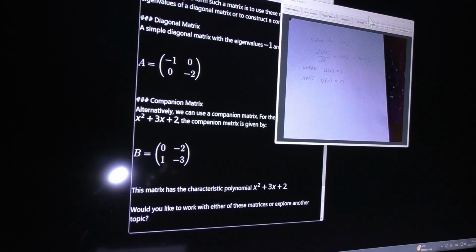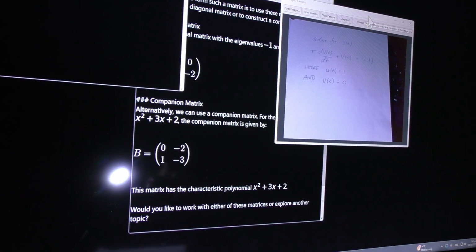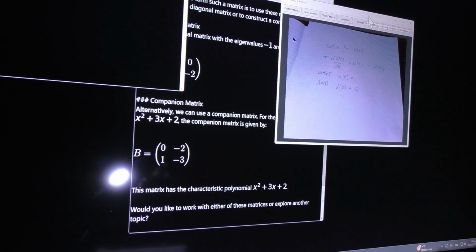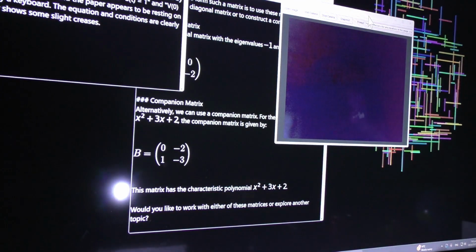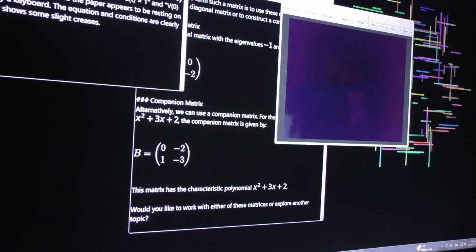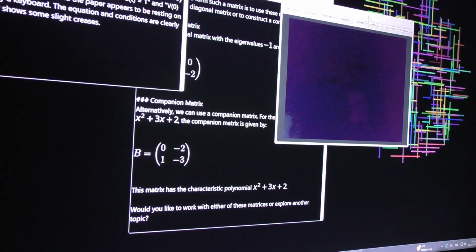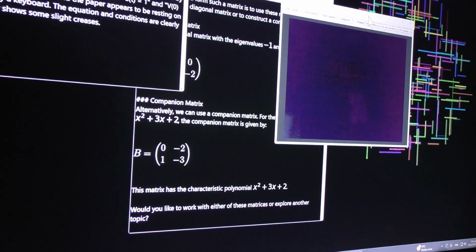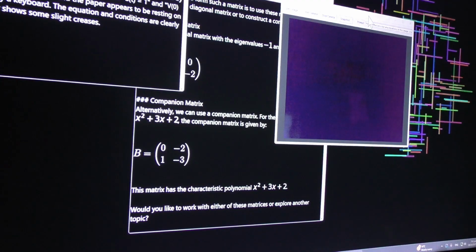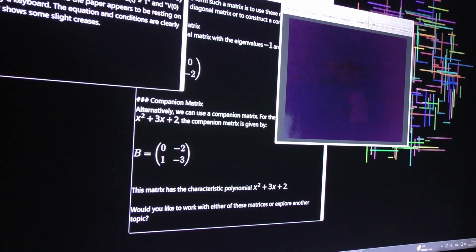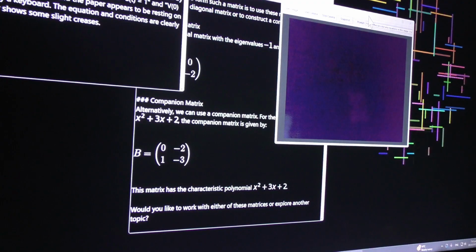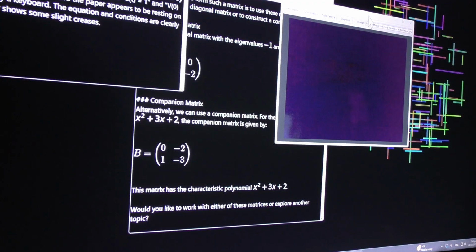What can you see? I am a vision AI. I can see the following. A handwritten mathematical problem on a piece of paper. The problem reads, solve for v(t) followed by the differential equation t dv(t)/dt + v(t) = u(t), where u(t) equals 1 and v(0) equals 0. The handwriting is in black ink, and the paper appears to be resting on a dark surface, possibly a keyboard. The equation and conditions are clearly written, and the paper shows some slight creases.